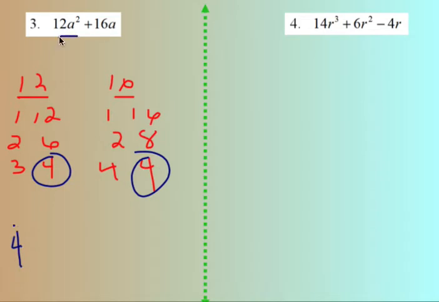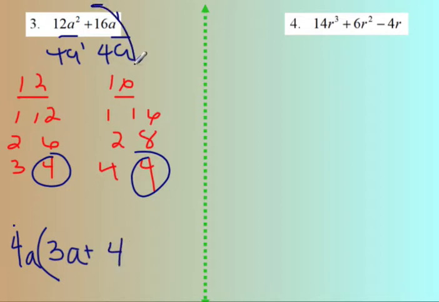Then I see here that I have a squared and I have a to the 1st. So then I need to figure out what the smallest number of a's is. Well, that's going to be a to the 1st. So I can only take a to the 1st out because I can't divide that last term by anything more than a to the 1st. So then what I'm doing is I'm going to divide each of these terms by 4a. First of all, 12 divided by 4 is 3. A squared divided by a to the 1st, subtract those exponents and then you get a. Then 16 divided by 4 is going to give us 4. And a over a is going to cancel out.